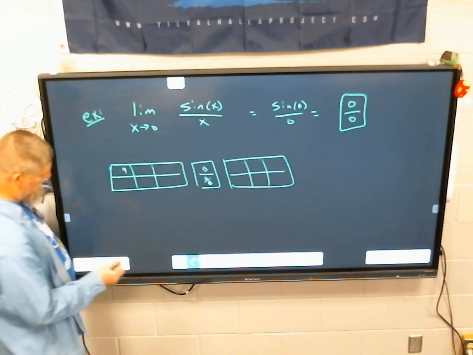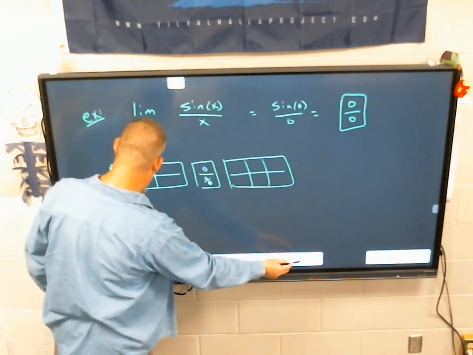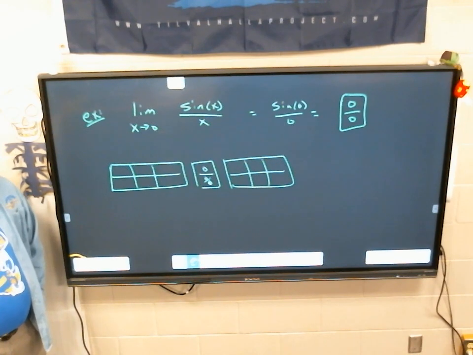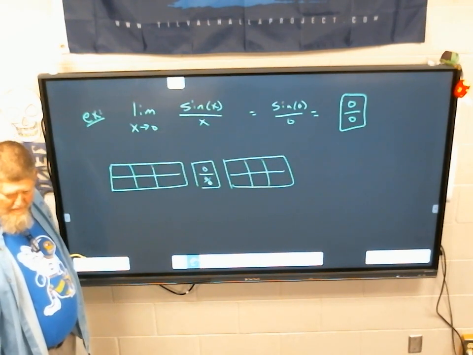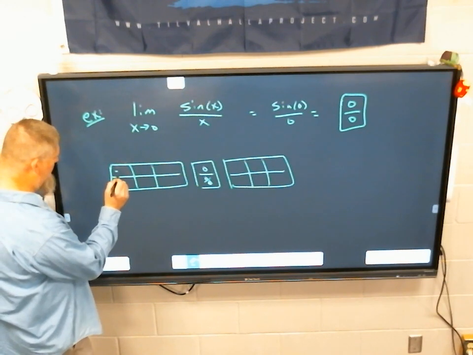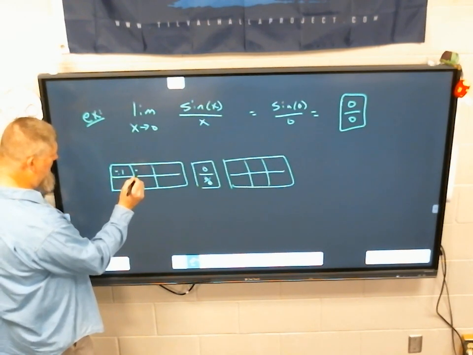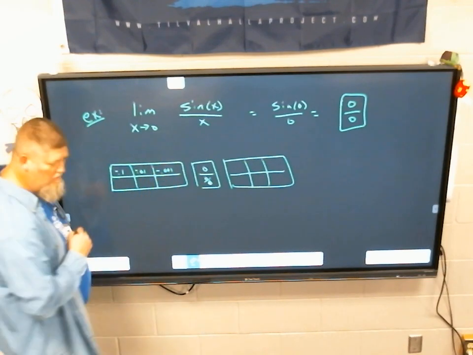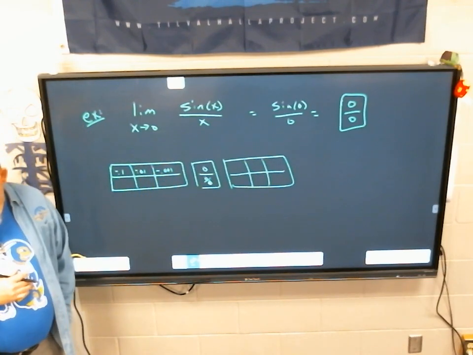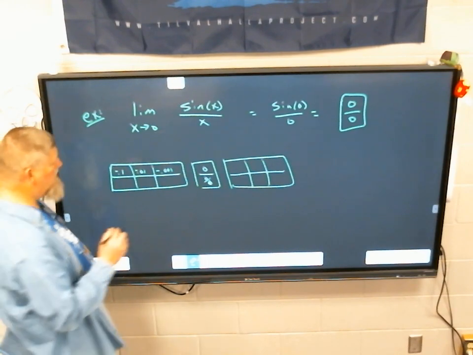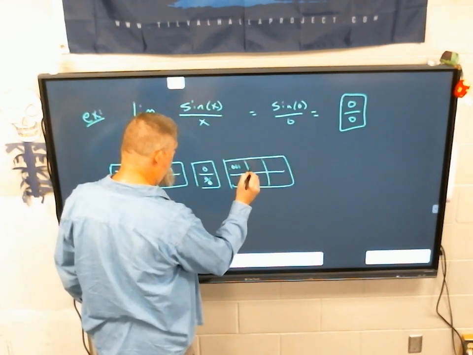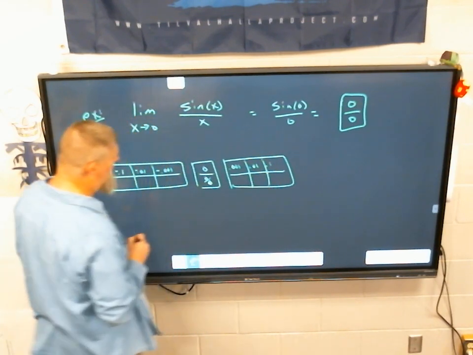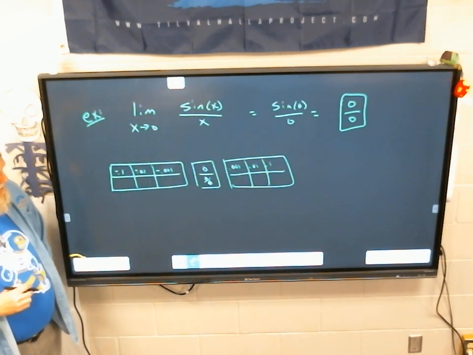Oh wait a minute, that's bigger than 0, so that's on the right. From the left I would put negative 0.1, negative 0.01, negative 0.001. On the other side, what values should we put? 0.001, 0.01, 0.1, because 0.1 is the biggest.